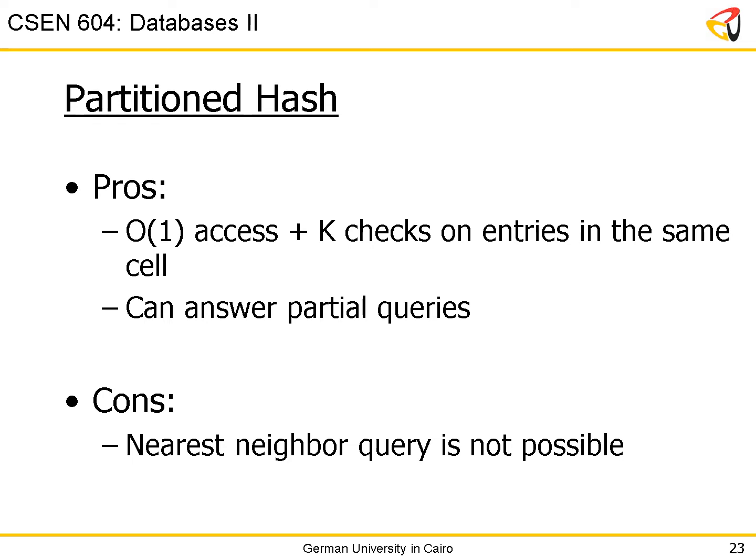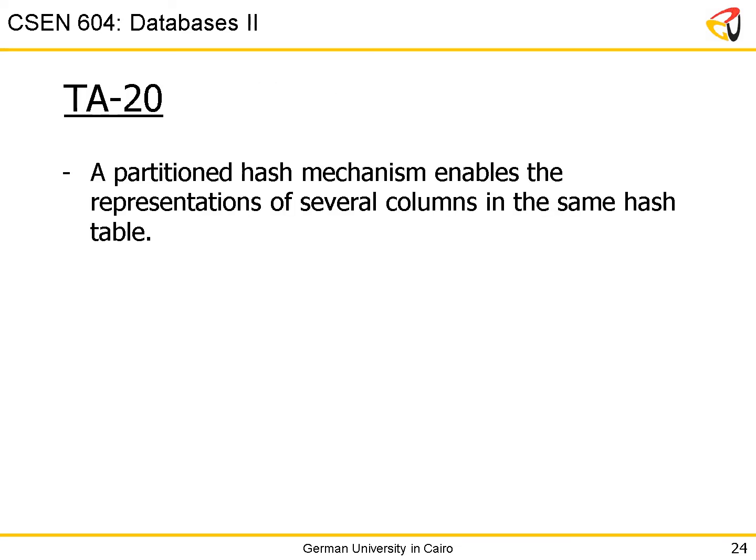And this is why some people would describe this as just a mechanism instead of being a completely new data structure, because it's an idea of combining values from more than one column into making one big bit stream, and the rest is just hashing. So you still need to go and solve the problem associated with traditional hashing or in-memory hashing, which we already discussed in lecture 4, which is linear and extensible hash table. So here's the takeaway. A partition hash mechanism enables the representation of several columns in the same hash table. That's really what it's all about.